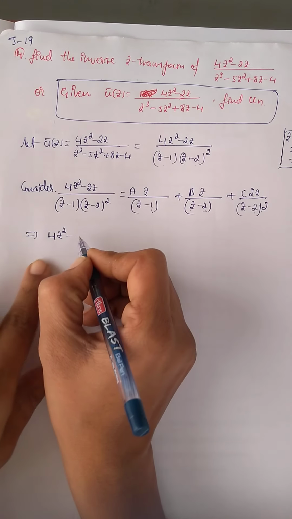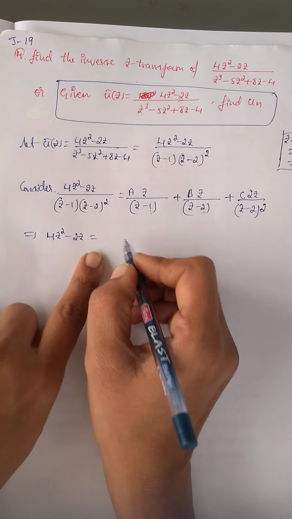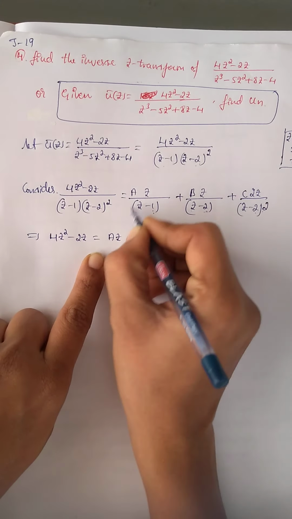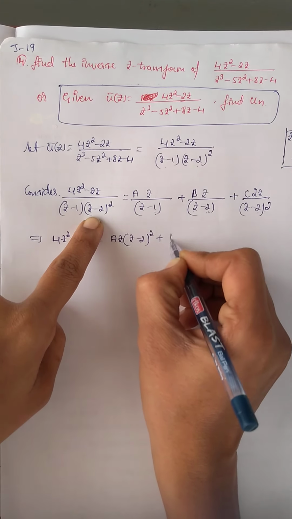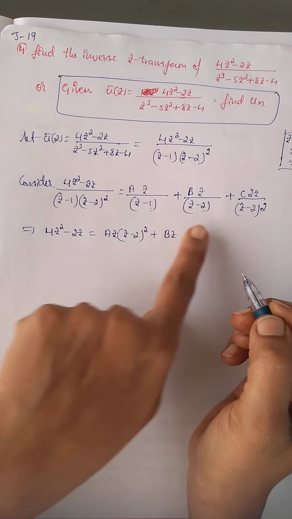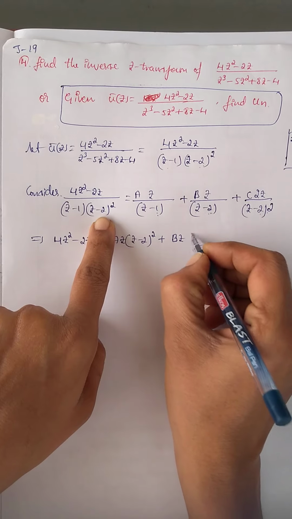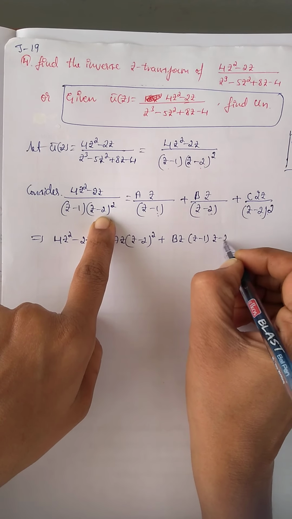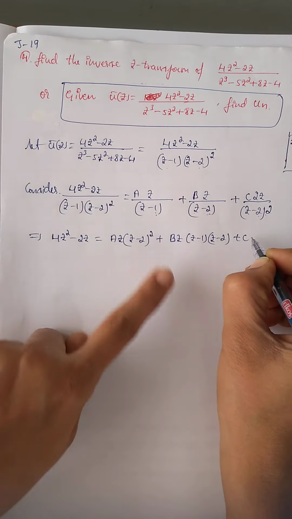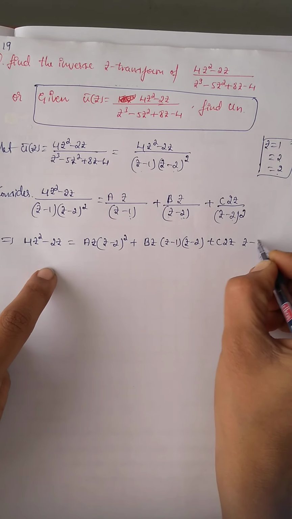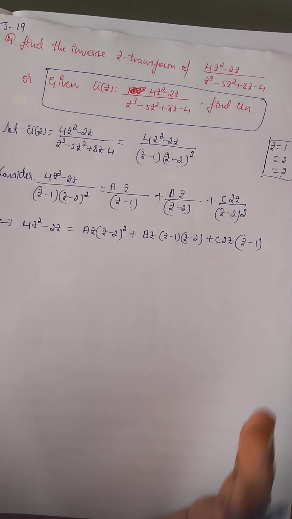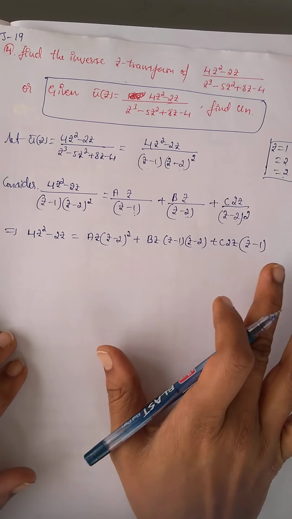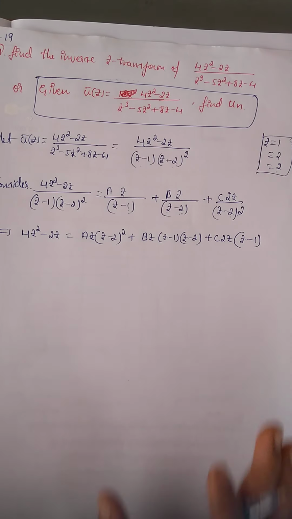This is the equation: 4z square minus 2z on the LHS, and on the RHS, A z into the remaining factor (z minus 2) whole square, plus B z, where the denominator is z minus 2, so the remaining is (z minus 1)(z minus 2), plus C 2z. For the third term, the denominator is (z minus 2) whole square, so the remaining is z minus 1. After taking the LCM and simplifying both sides, we get this type of equation. Next, find out the A, B, C values.